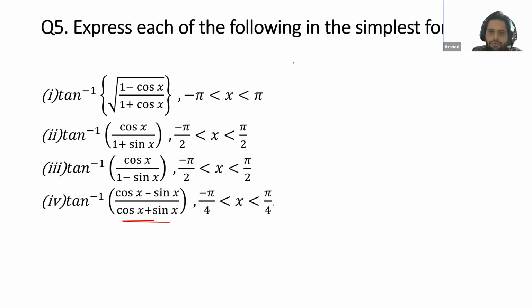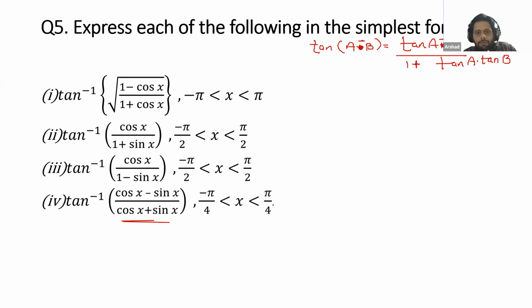Okay, no issue. I will give you a hint. Who can tell me the formula of tan A plus B? You can, Atif. Atif, what's the formula of tan A plus B? Tan A plus tan B by 1 minus tan A tan B. Very good. And the same formula is for negative. If we put a negative here, the formula will become tan A minus tan B by 1 plus tan A into tan B. Okay, we will get this formula.